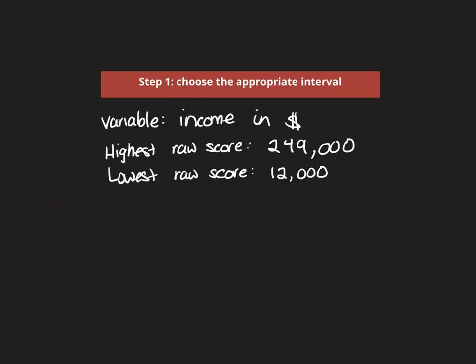Let's try it out. Assume that our variable is income in dollars, and the highest score we see in our dataset is $249,000, and the lowest score we see in the dataset is $12,000. Pause here and try to choose the appropriate size for your interval.